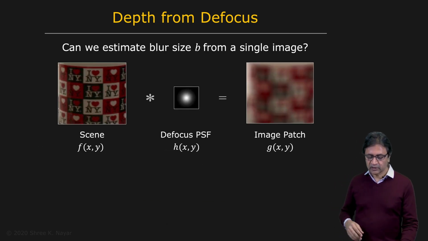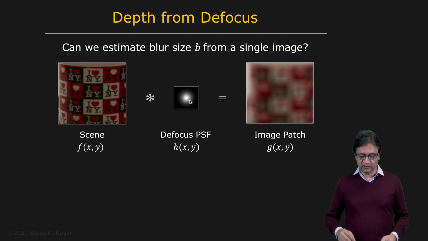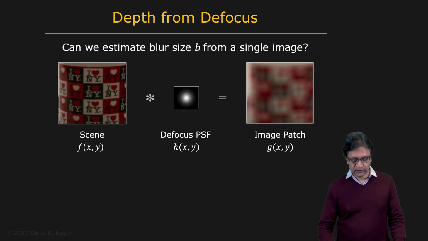So let's take a look at whether we can do this with one image, and you probably know the answer already. Here is your image. This is the focused image of an object, and we know that that focused image convolved with some unknown PSF is going to give you the blurred image that you capture. When I say unknown PSF, we don't know what the width of the PSF is. That's what we're looking for, the degree of defocus.